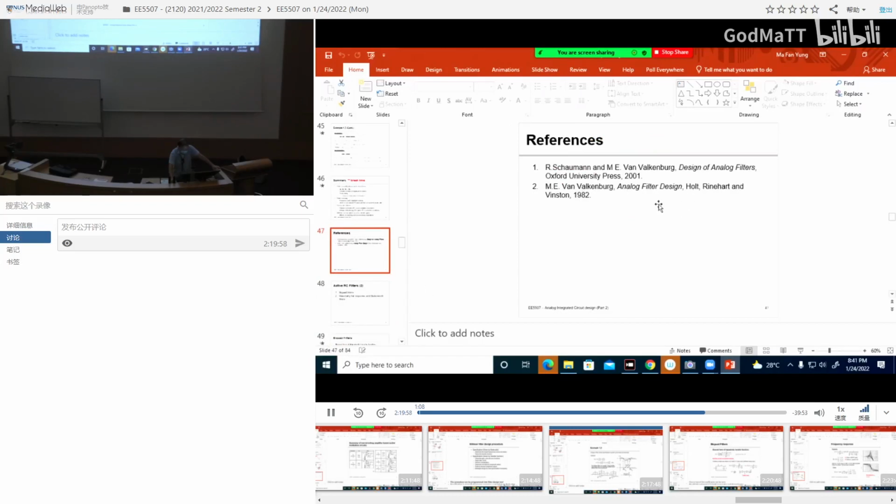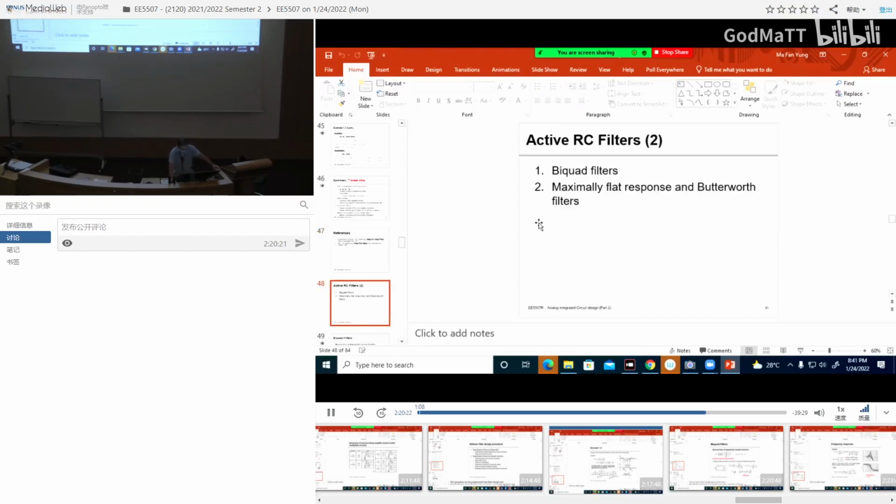So here are some references if you're interested. You can see that there's an entire book on designing analog filters. Earliest version 1982, updated 1981. So this guy is still alive, huh? Very quickly, let's try and go a bit quickly.